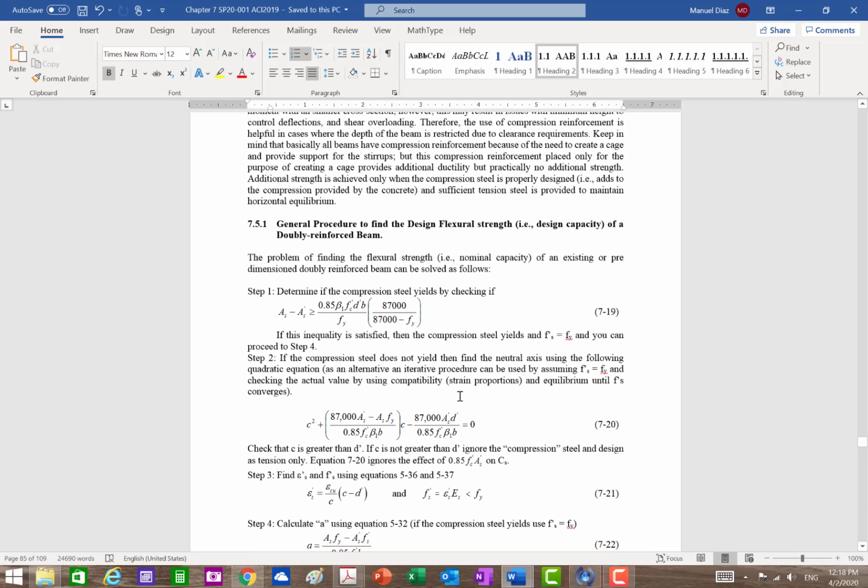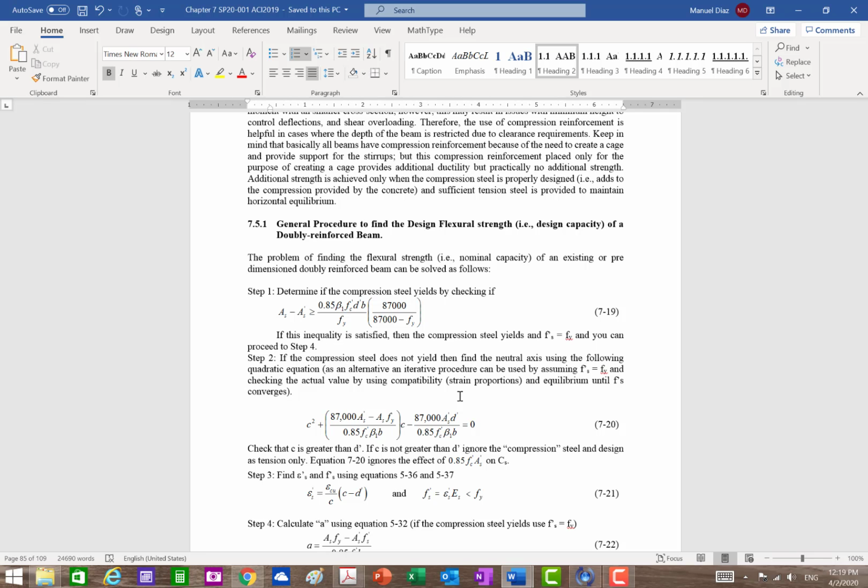So let's recap on that method 1, which is the easiest. Okay, that's the easiest method to design these beams. So you design as regular tension, you check, and your As maximum is not satisfied.